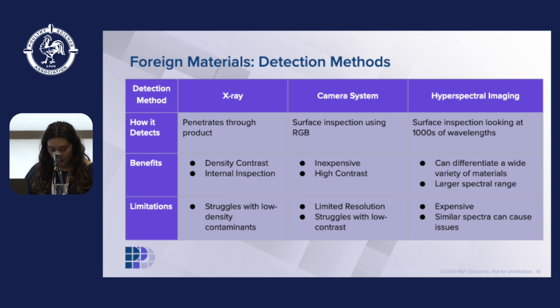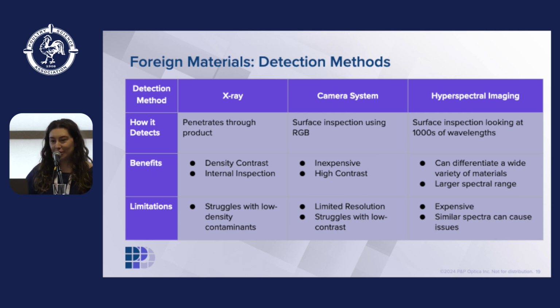This makes visual imaging accessible to a broader range of food manufacturers, particularly smaller scale operations. They're really good at high contrast materials, but their limitations are faced when the materials start to look closer to the product they're being analyzed against.